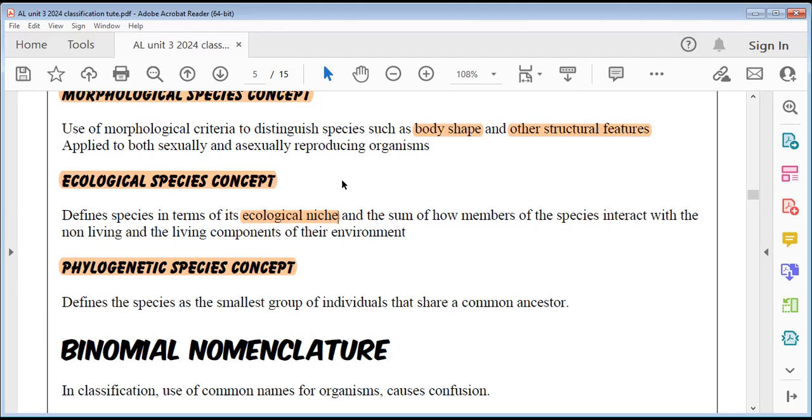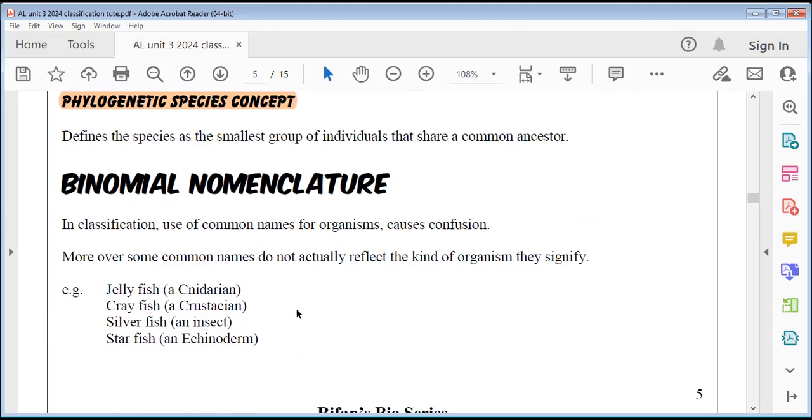Yes, sir. Is it clear? Clear, sir. Good. Now we come to the very well-known heading. What is it? Binomial nomenclature. You are familiar, no? Yes, sir. Every species is given a scientific name with 2 words. In that scientific name, how many words will be there? 2 words. Right?